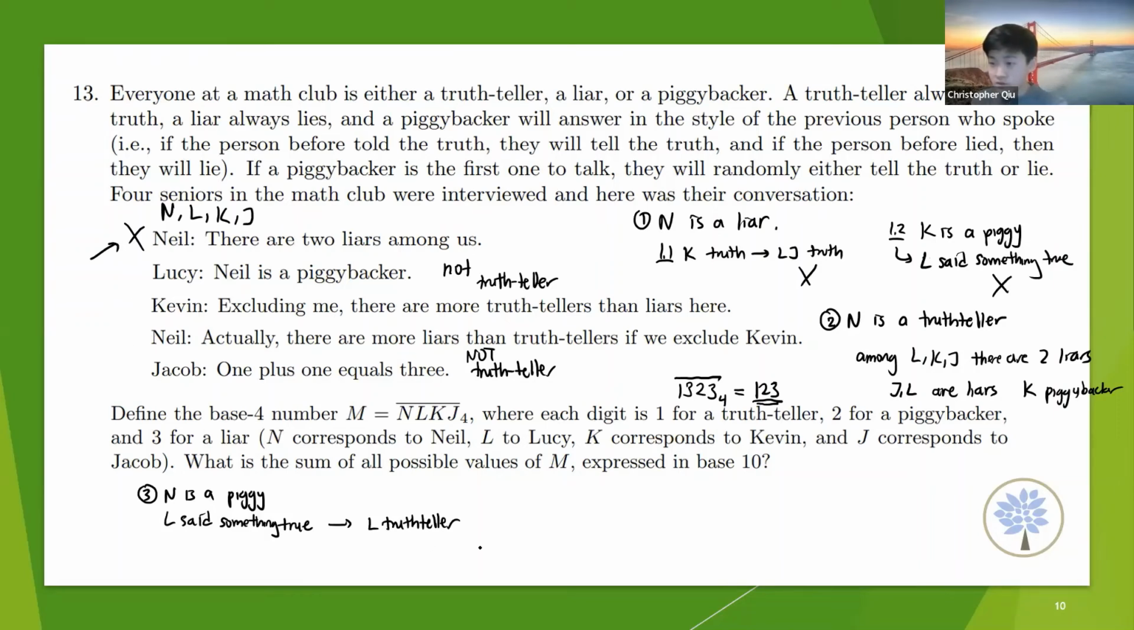So therefore, Kevin could not have said the truth. Kevin said something false, that means. And then what that means is that Neil also said something false, because Neil follows Kevin. And that would mean that there are not more truth tellers than liars, and there are not more liars than truth tellers. So the number of liars and the number of truth tellers must be equal. And we know that Lucy is a truth teller, and Neil is a piggybacker. So in fact, there must be exactly one liar. And this one liar is either Kevin or Jacob.